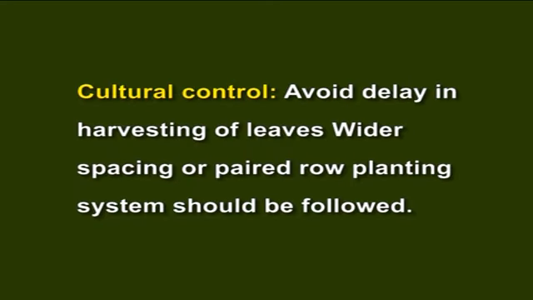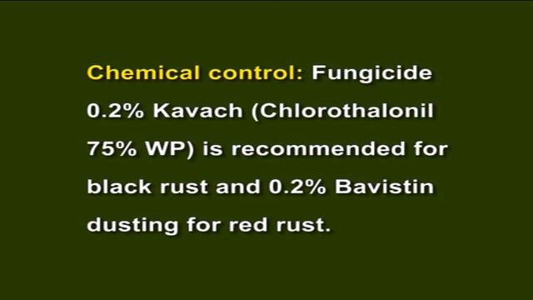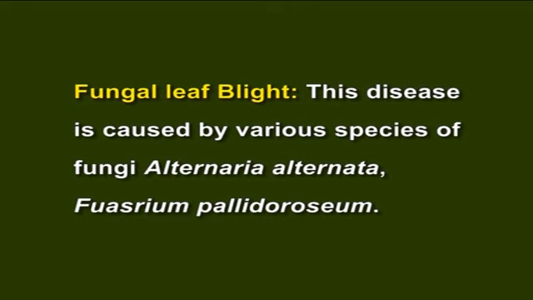Management. Cultural control. Avoid delay in harvesting of leaves. Wider spacing or paired row planting system should be followed. Chemical control. Fungicide 0.2% Kavach, that is chlorothalonil 75% WP is recommended for black rust and 0.2% Bavistin dusting for red rust.